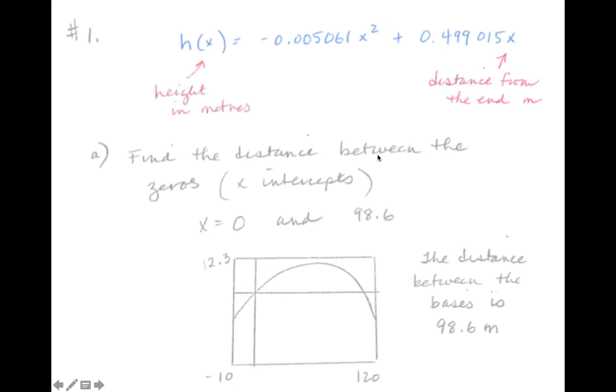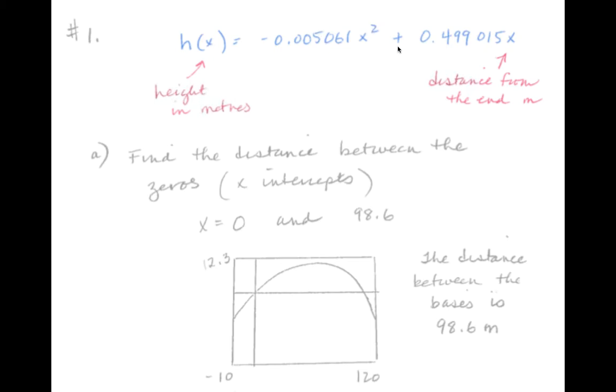So they've asked me to find the distance between the arcs, which is basically the distance between the zeros, or the x-intercepts. I know already that one of the intercepts is at 0, so I need to find the other one. So in class, we talked quite a bit about how we use our calculators to do this. Well, you're going to put this, of course, into the y equals function, but you've got to be smart about it.